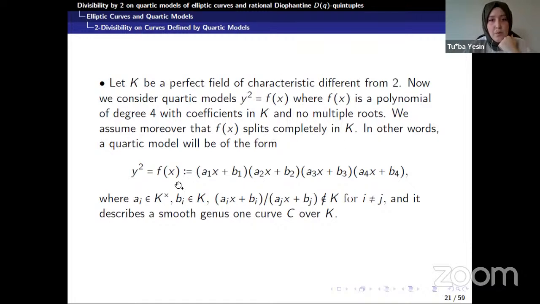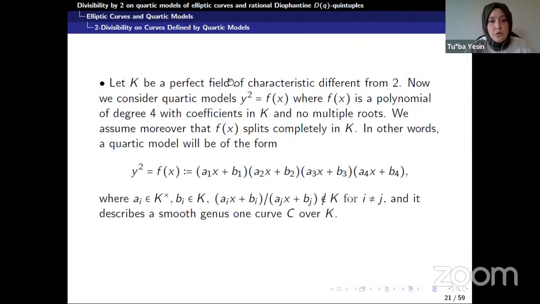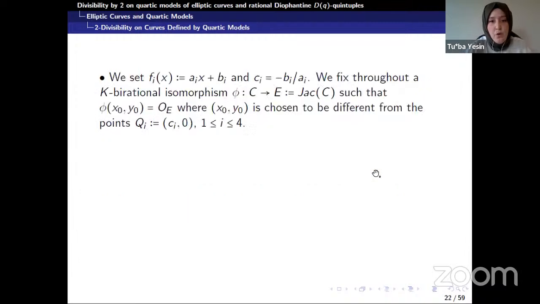So from this information, we can write this equation, where this quotient will not be in K. So this is just to say these roots cannot be equal. That means there is no multiple root. So this describes a smooth genus 1 curve. Okay, let's denote each linear term here. We have linear terms, so we will call them f1, f2, f3, f4. And the zeros of these linear terms, let's call them ci.